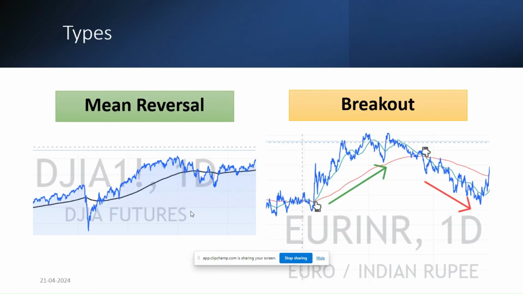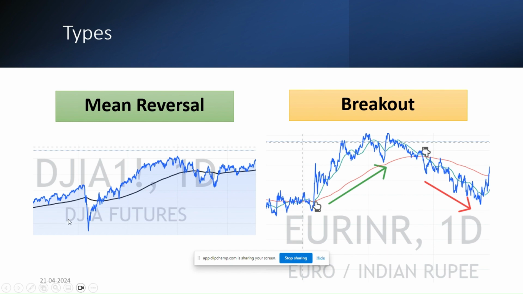Now, first let us go to the two types of trading system. Whatever the trading system we see, it can be classified into two types. Either it's a mean reversal or it's a breakout. The idea of mean reversal is that there is a mean value, and if the price goes away from the mean value, it always tries to come back and meet the mean value.